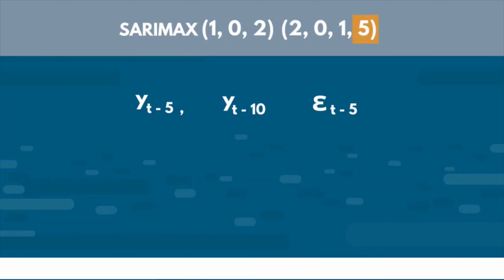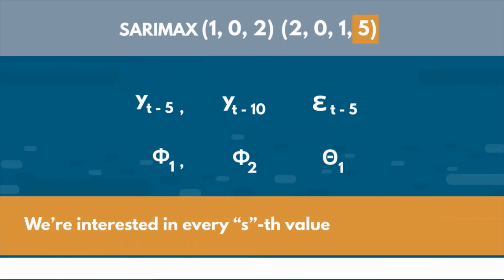Since each cycle is 5 periods long, and we're taking 2 lagged seasonal values, we're simply including the values from 5 and 10 periods ago. Similarly, we add the error term from 5 periods ago. To generalize, we're interested in every sth value. We start from the sth and go all the way up to s times p. The equivalent is true for seasonal integrated values and seasonal errors as well.